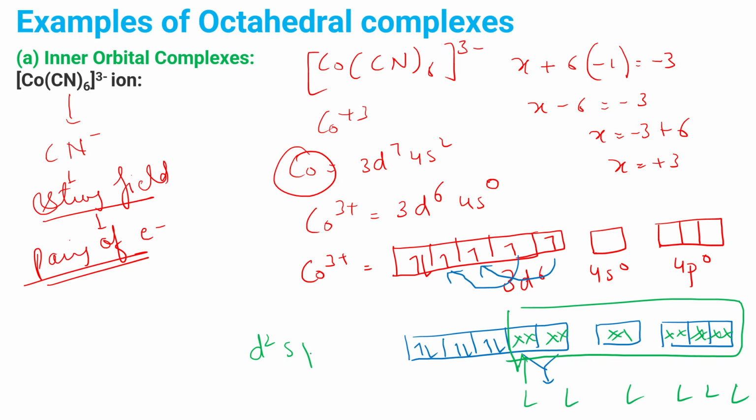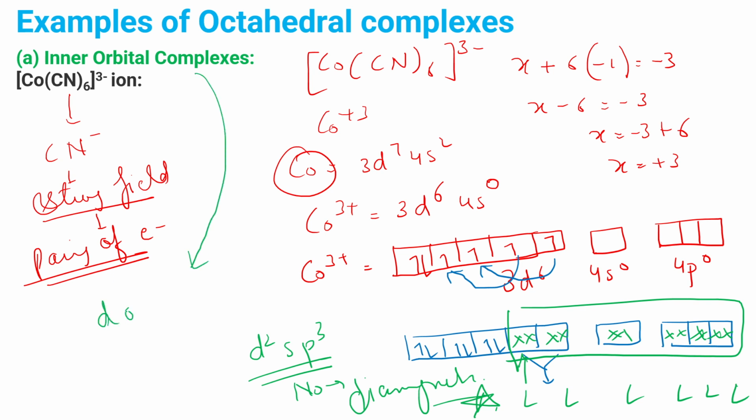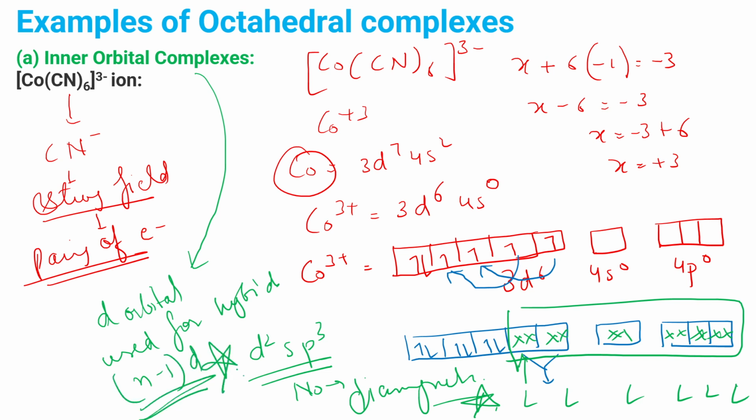So what is the hybridization now? Hybridization is d2sp3. Are there any unpaired electrons? No. That means the species is diamagnetic. Okay. And this is an example of an inner orbital complex. Inner orbital complexes are those where the d orbital used for hybridization is the n-1 d orbital. So if we are using n-1, that is the inner d orbital, that means those complexes are inner orbital complexes. I hope you guys understood. We'll do more examples.